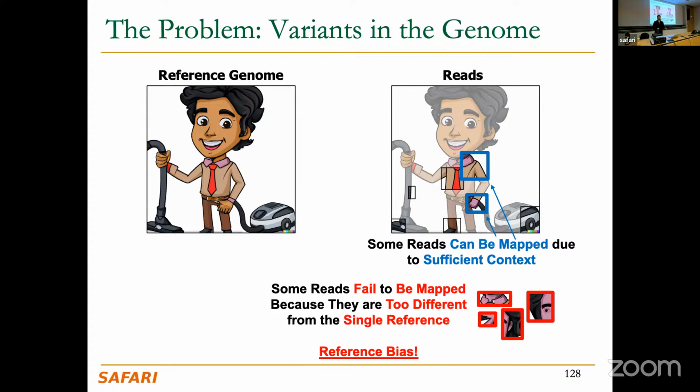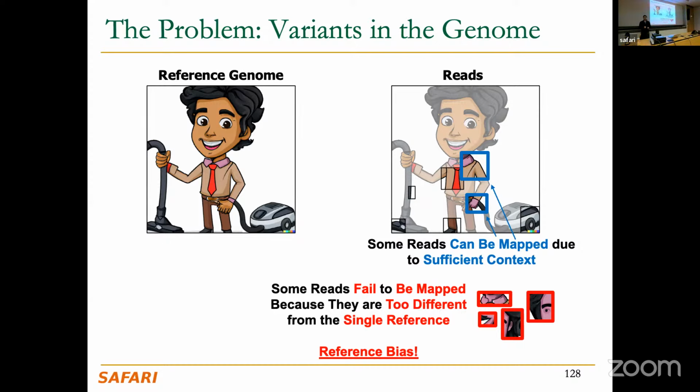So that distance, basically, the question is whether that distance is coming from the mutation that you have or the sequencing error. If it is coming from the mutation, and you end up not mapping it, you're losing important information there, basically. Is it clear? Okay, perfect. So this is reference bias.